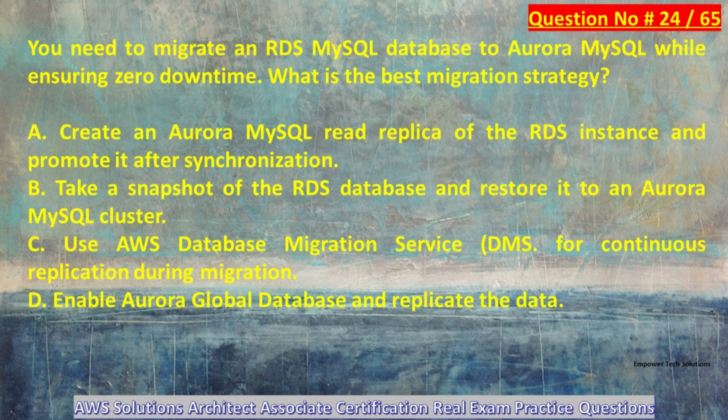Take a snapshot of the RDS database and restore it to an Aurora MySQL cluster. C. Use AWS Database Migration Service, DMS, for continuous replication during migration. D. Enable Aurora Global Database and replicate the data.